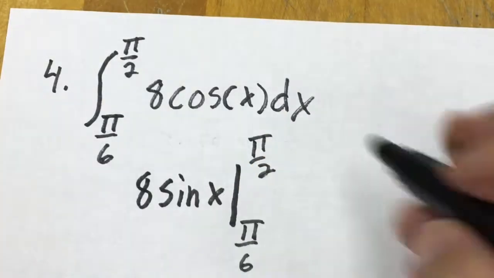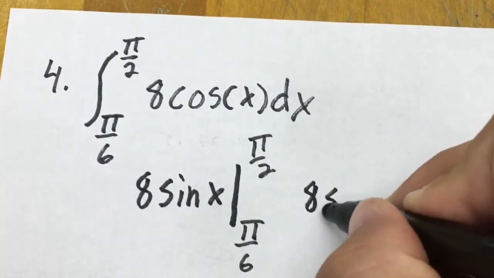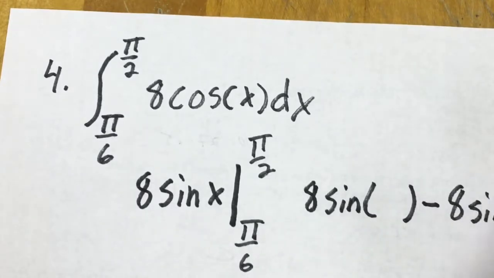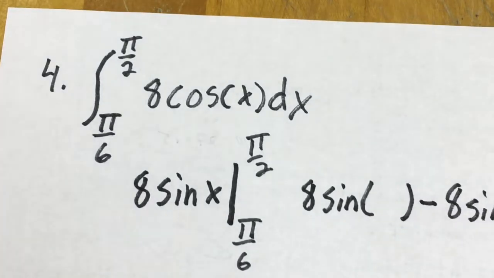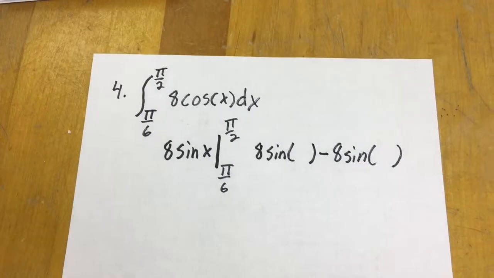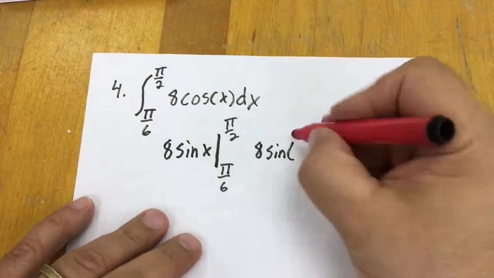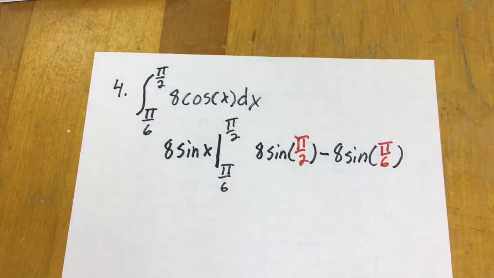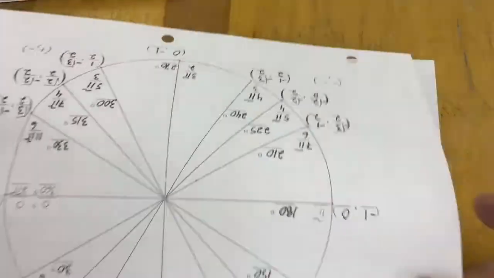So that means I have to evaluate it at these numbers. So it's going to be 8 sine of some number minus 8 sine of the second number. And what I throw in there is going to be this pi over 2 first, and this pi over 6 second. And that's where our unit circle comes into play.